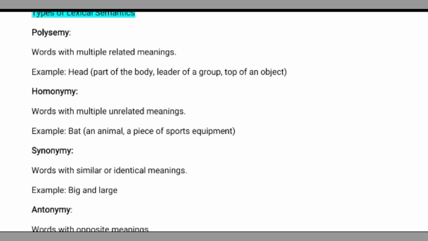Second is homonymy, or homonym: words with multiple unrelated meanings. For example, bat, which can be an animal or a piece of sports equipment. One word can give different meanings, like animal and sports equipment.